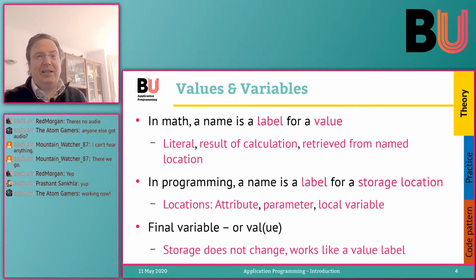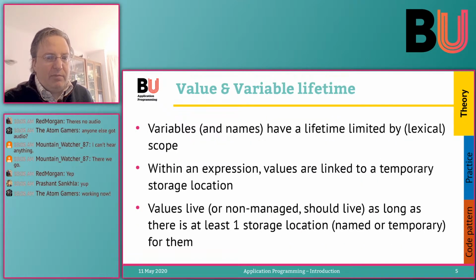A compound value in Java or Kotlin is a collection of storage locations, effectively. It exposes named storage locations as the inside of that thing. So that is how that works.